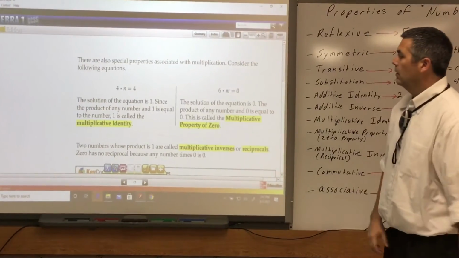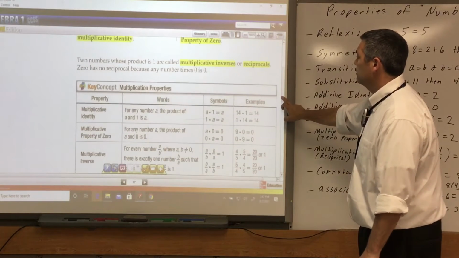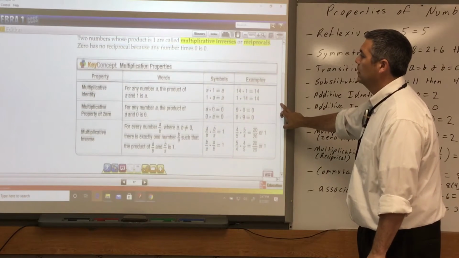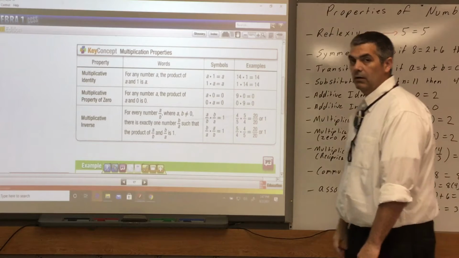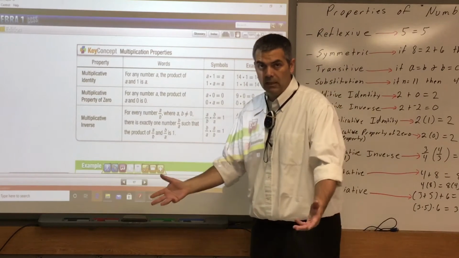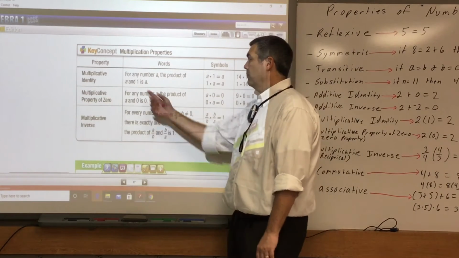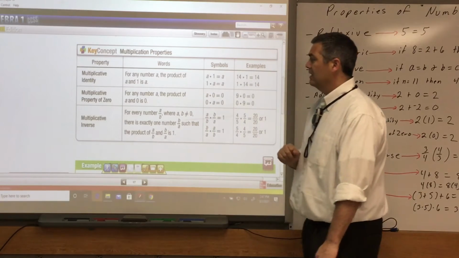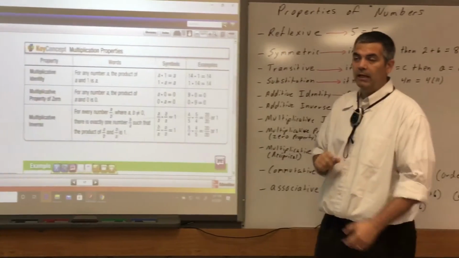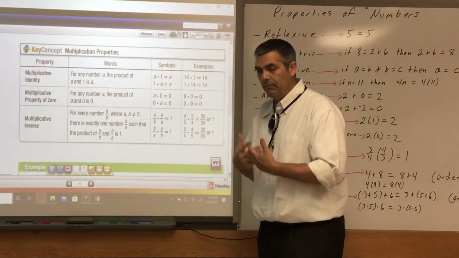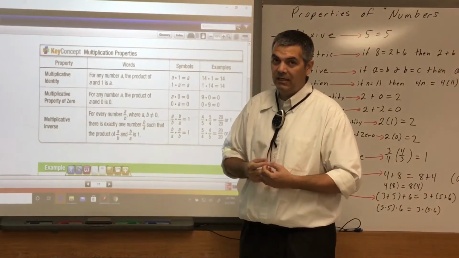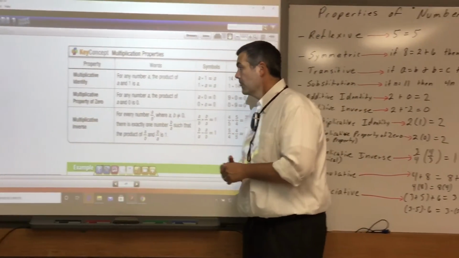All right. We're going to come down here. Multiplicative identity, right? Identity property of multiplication, that's what that is. For any number A, the product of A and 1 is A. When you multiply any number times 1, you get back that same number. That's that identity property, okay?